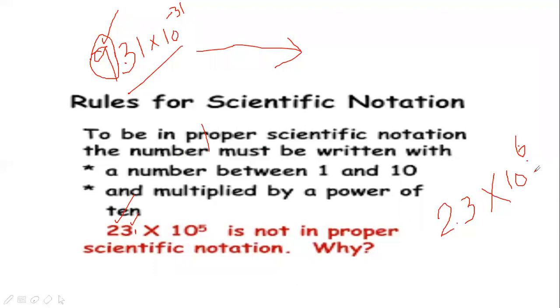Then we study rules. The number must be between 1 and 10 multiplied by a power of 10. Why 23 cross 10 to 5 is not in proper scientific notation, we studied this also. And this is the right way to write. There must be one non-zero digit before the decimal place. For example, here there is one non-zero digit, so this is scientific notation. But here, this is the initial position of the decimal place, and there are two non-zero digits, so this is not scientific notation.